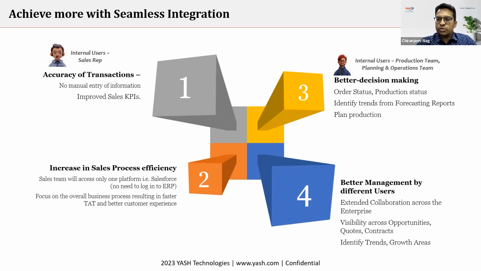So then the last point talks about better management by different users. So imagine that there is a global company which is acquiring a lot of smaller companies. Each of these smaller companies comes with their own CRM system, their own ERP system. So with Salesforce, we consolidate all the different CRM systems into a single Salesforce application. So the management will be able to view data across all the different business groups. Sales data like opportunities, quotes, contracts will be visible to them. Now this Salesforce system is integrated with the respective ERP systems, which would fetch their data, and this would help the management team to identify the trends, the growth areas, and take better informed decisions as well. So this is how it will help the management team as well.